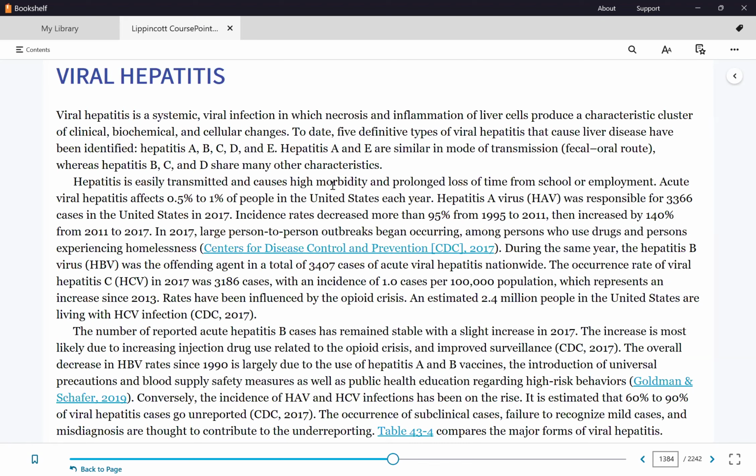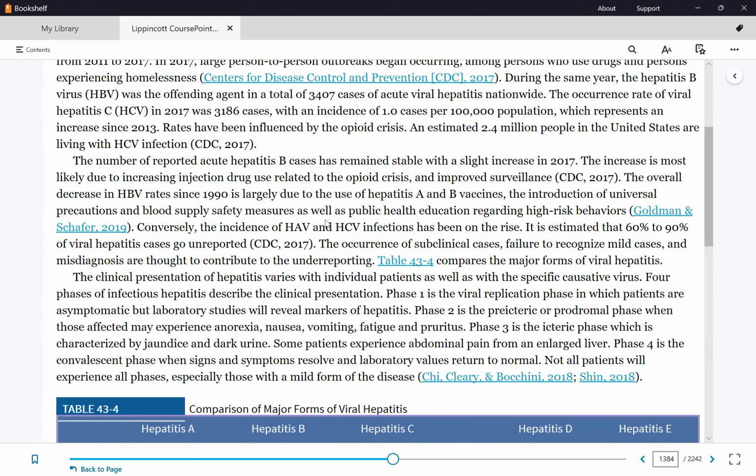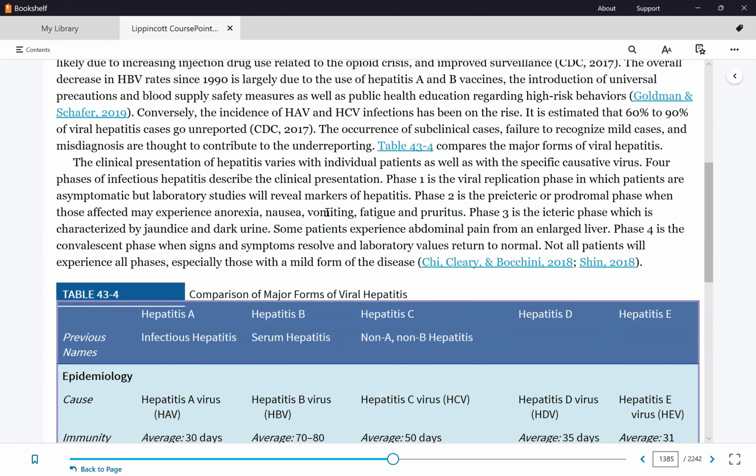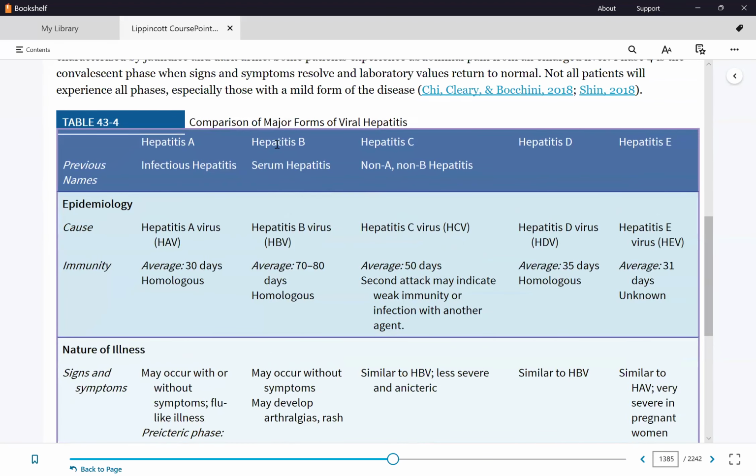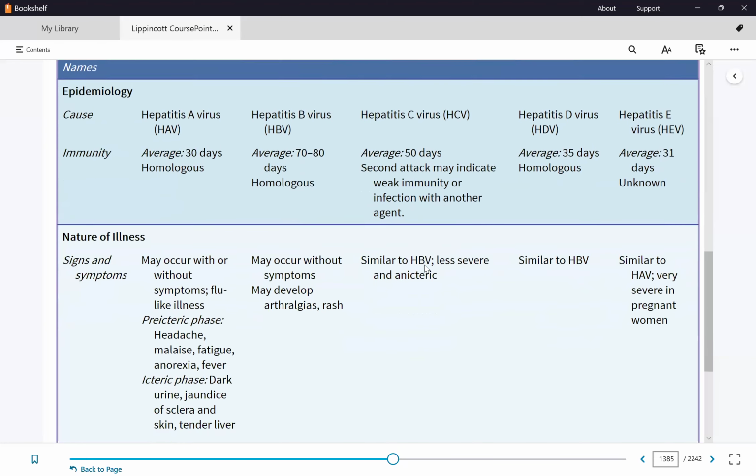So don't just pick an answer that says food or water contamination. It will include oral vaginal sex, all right? If that's one of the choices, then pick that when the transmission involves oral fecal route. So table 43-4 is a summary of the diseases, hepatitis A, B, C, D, and E.